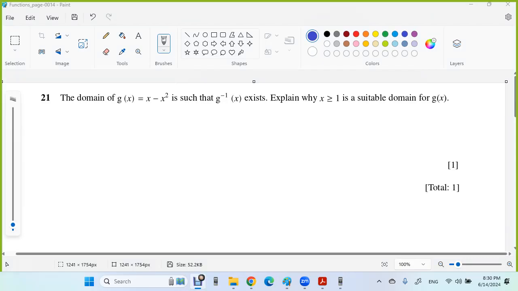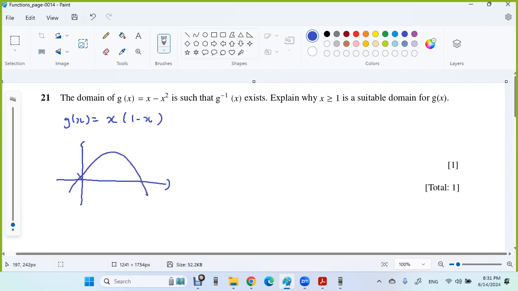Question number 21. The domain of g is such that g inverse exists. Explain why x greater than or equal to 1 is a suitable domain for g(x). So this g(x) is actually x(1 minus x). So the graph will be like this, with roots at 0 and 1. The maximum point or the axis of symmetry will be x equal to half.